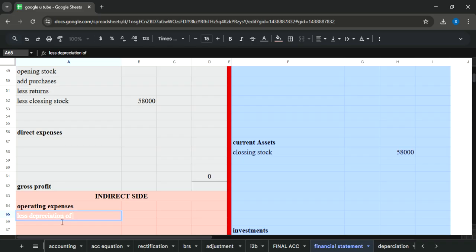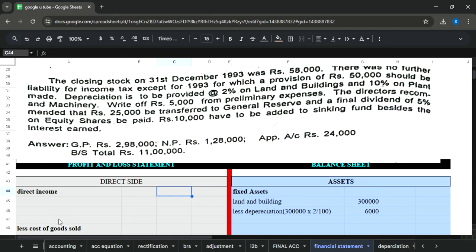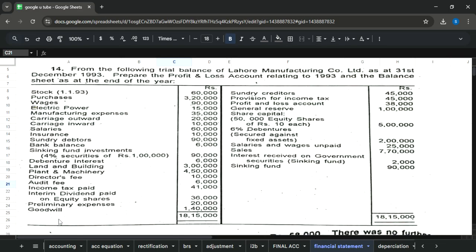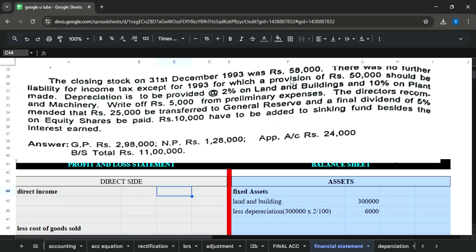Depreciation of land and buildings. I think we will not be able to write it completely, so write down just depreciation of land and buildings. 6,000 we have calculated, put the amount in operating expenses. So guys, you have seen that 2% depreciation on land and building is completed. Now 10% on plant.